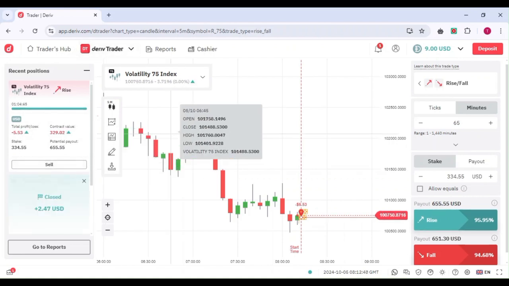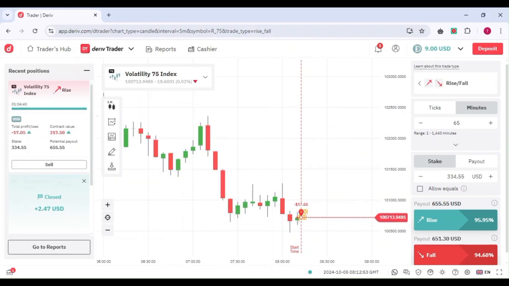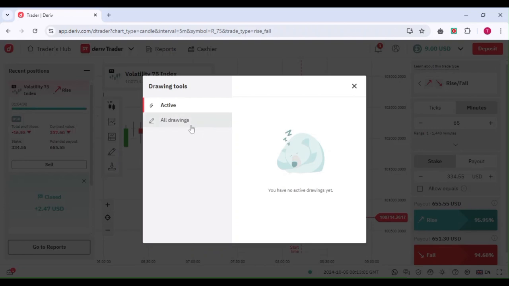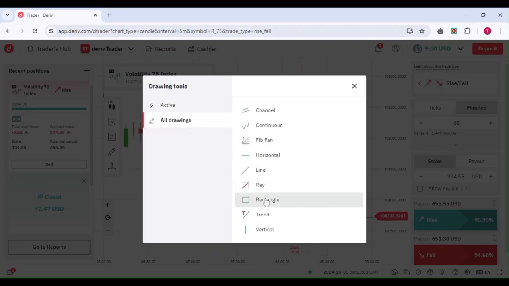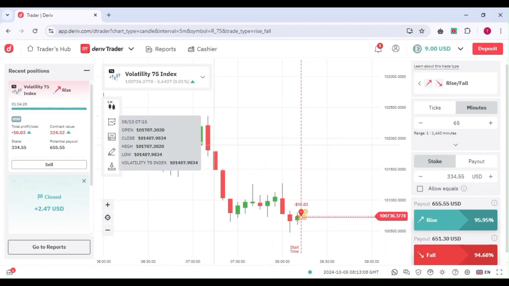So what have I done? I've calculated from these candlesticks here: 1, 2, 3, 4, 5, 6, 7, 8, 9, 10. If you touch from the beginning on top there, let me first draw something. Let me pick a rectangle and show you which fair value gaps I'm talking about.